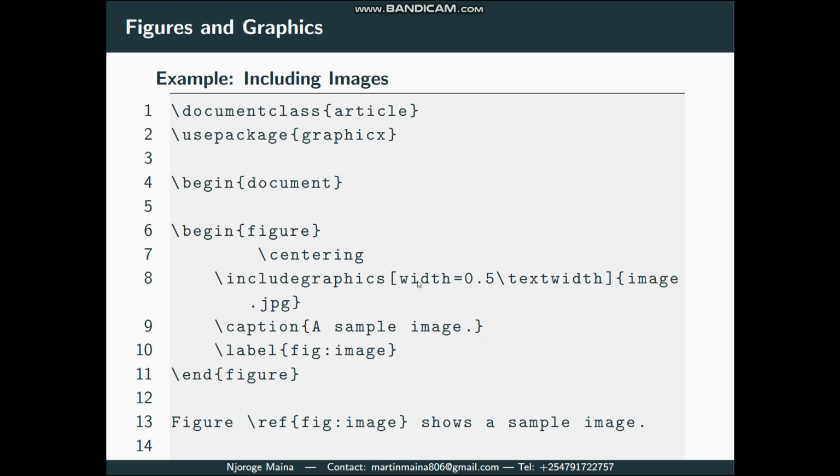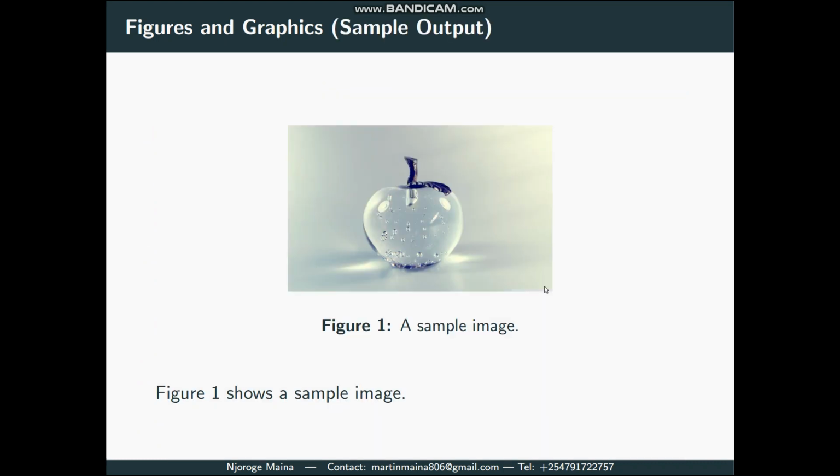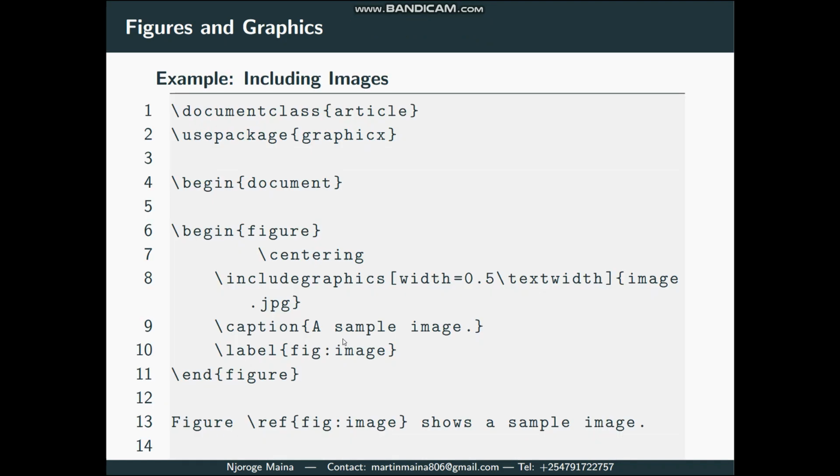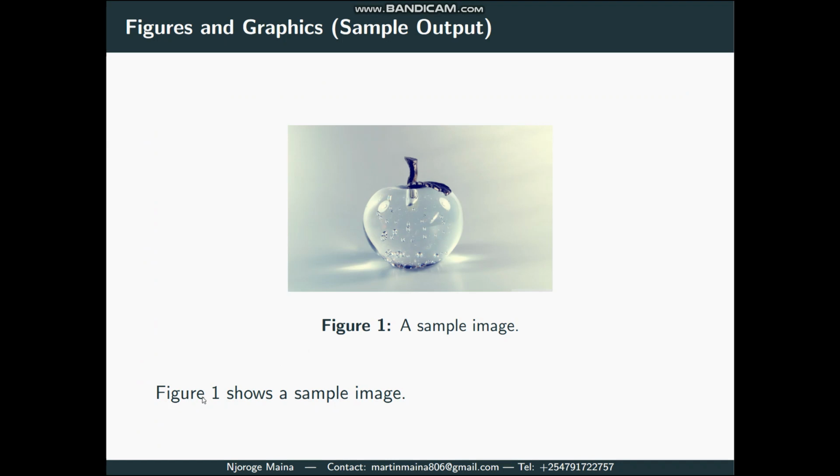You might say here the scale of the image is 1, meaning it will be its original size. You can say now the width is 0.5 text width, and that is from here to here. This is the text width. So we are saying the width is 0.5 of the text width, and we have the caption. And you see here we are referring to a figure that shows a sample image. If I hover over this, it's clickable, and it will take me to this image.